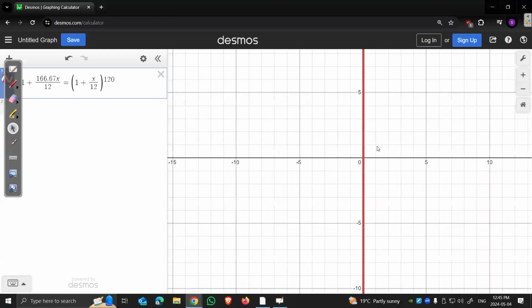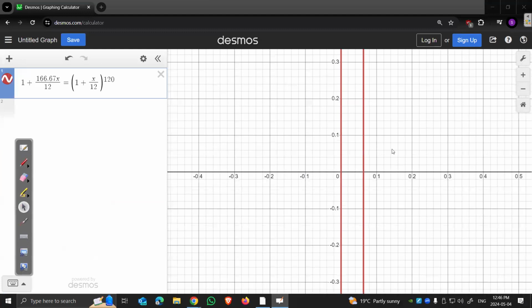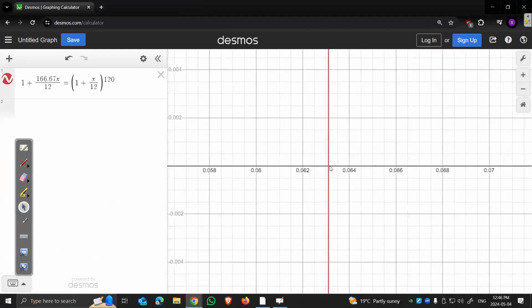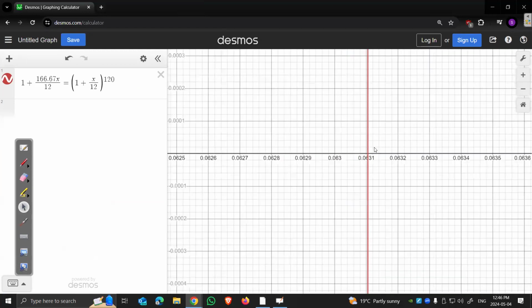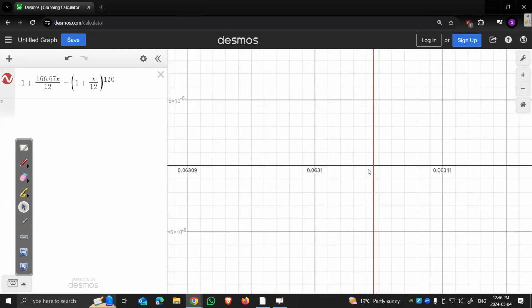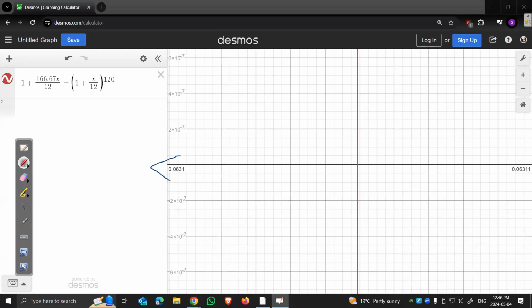Let's see if they ever meet. Yeah, they do, right here. So you set them equal to each other, and the answer would be your x-intercept. So right there is your interest rate. 6.3% essentially is what it is. It doesn't tell you exactly what it is, it's probably 6.311 or something. But that's going to be the interest rate.